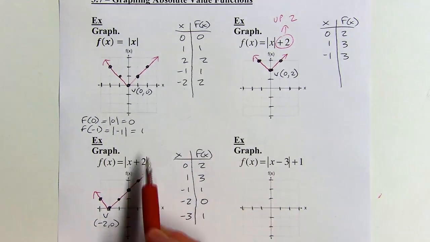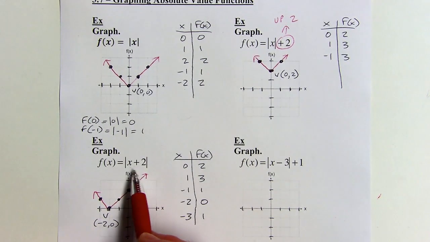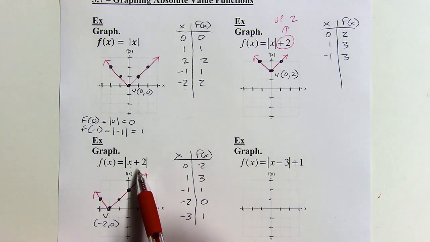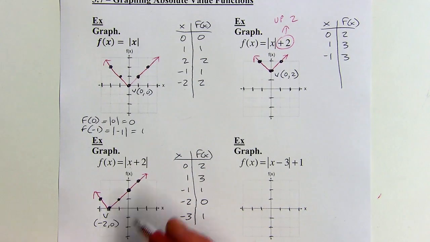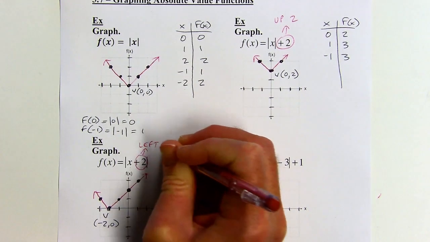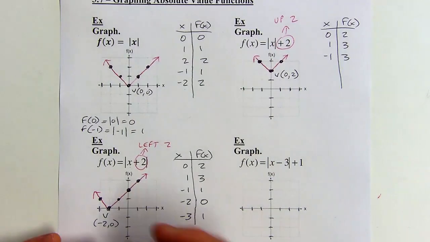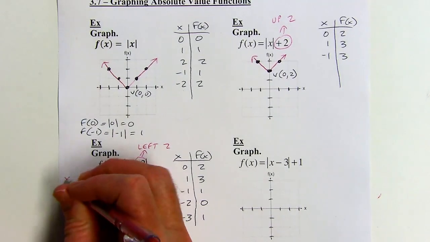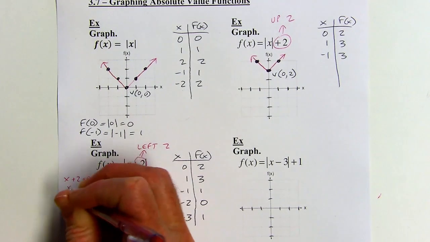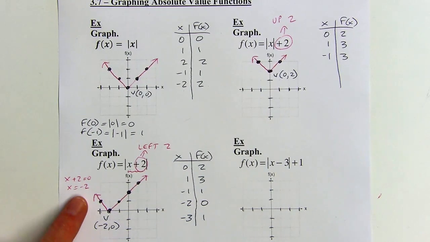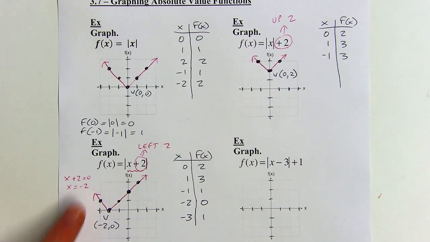So when you're adding and subtracting inside the absolute value, it's going to move your V left or right, and it's a little bit counterintuitive. You might think plus 2, okay, I'll go to the right, but it's actually going left 2. Okay, so what you want to do is take the contents of the absolute value, set that equal to 0, and then solve it for x, then that's moving left 2, right? So that's going to be the general strategy.